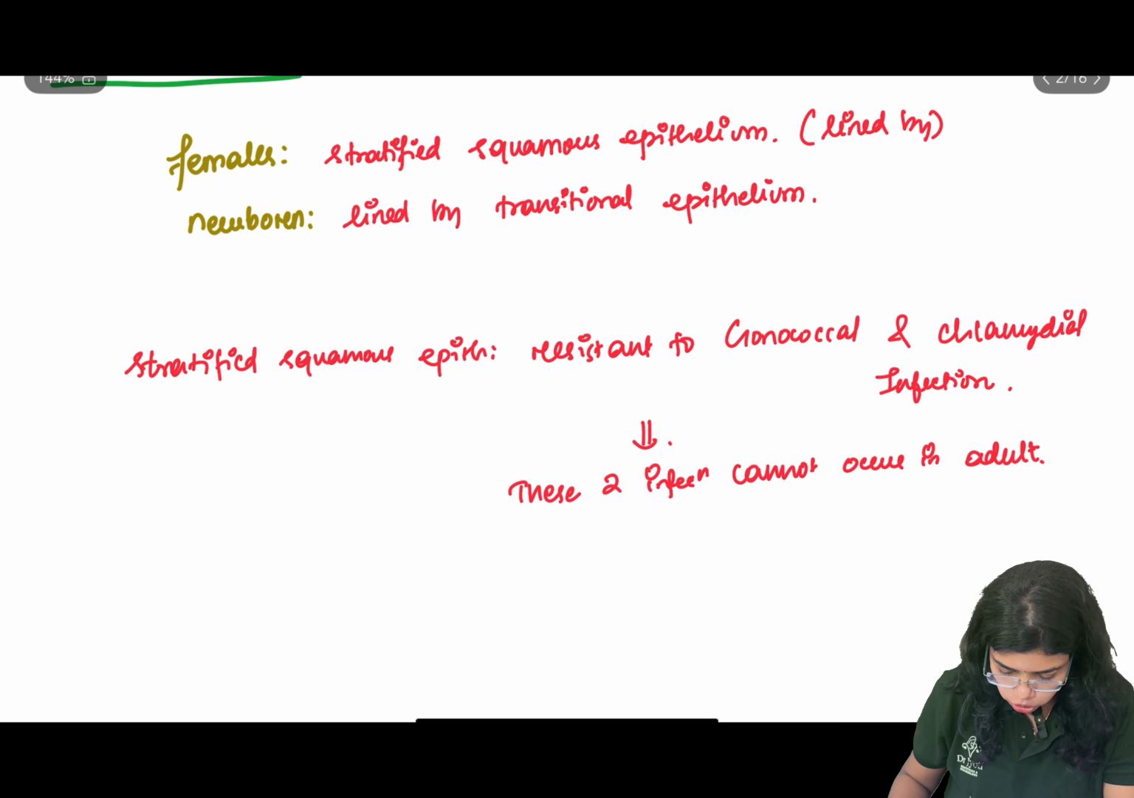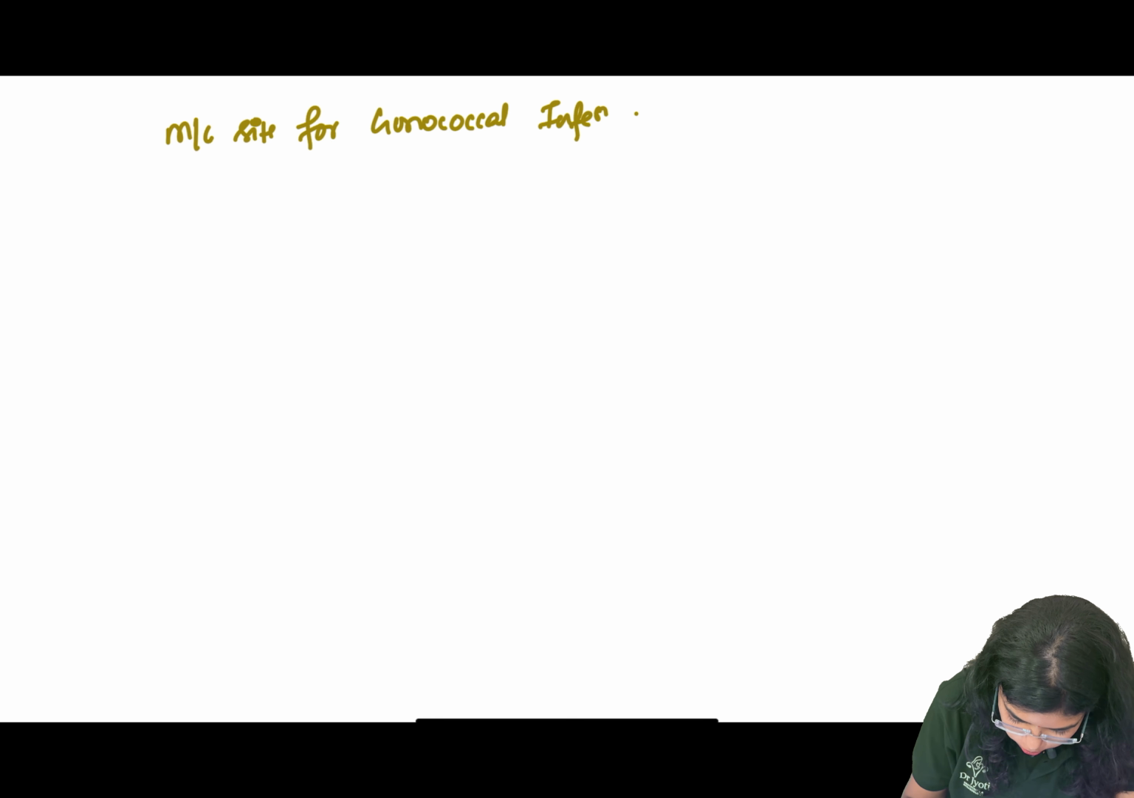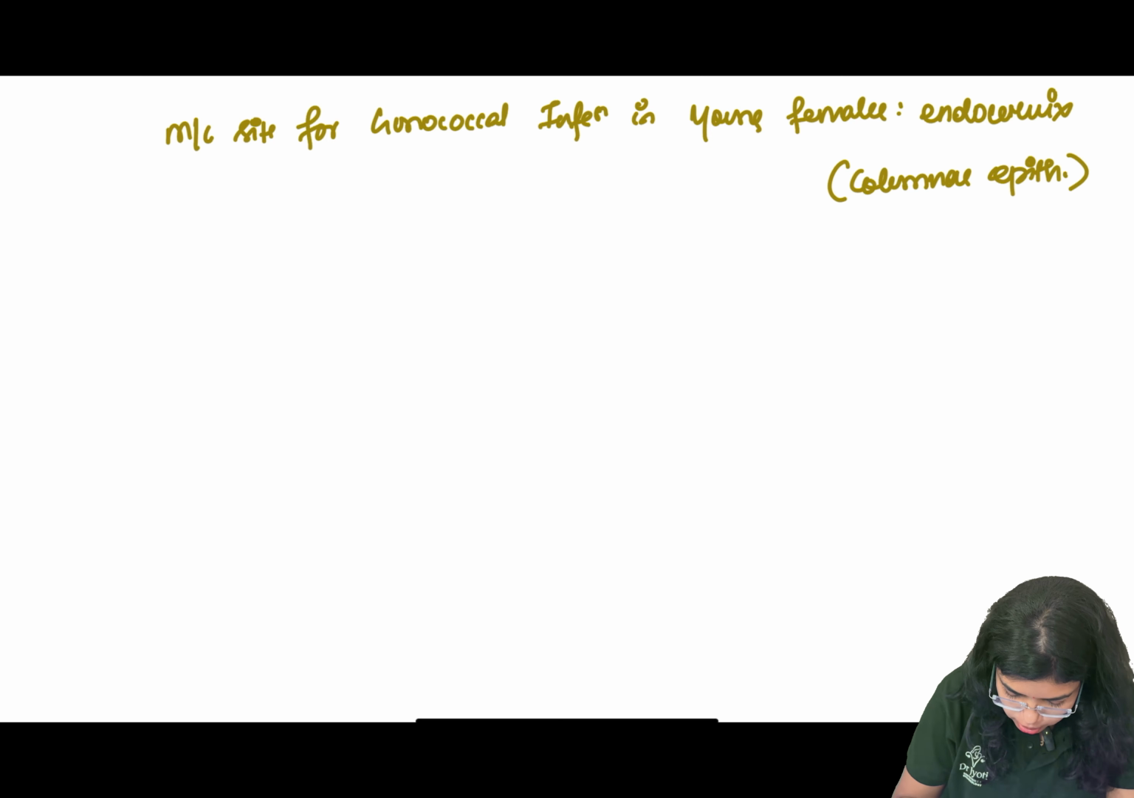What is the most common site for gonococcal infection in young females? It is the endocervix. Why? Because the endocervix is lined by columnar epithelium.